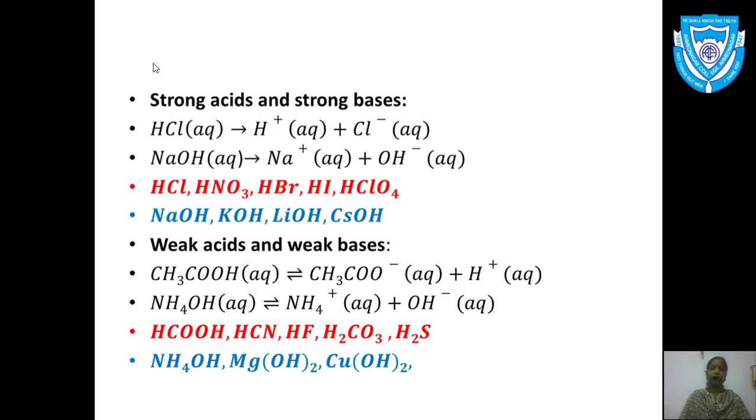The example for strong bases is NaOH. It ionizes to give Na+ ion and OH- ion. Again here the ionization is represented by a single arrow pointing only in the forward direction, which indicates that the ionization is complete and ions will not have a tendency to combine and give back the molecules of NaOH.